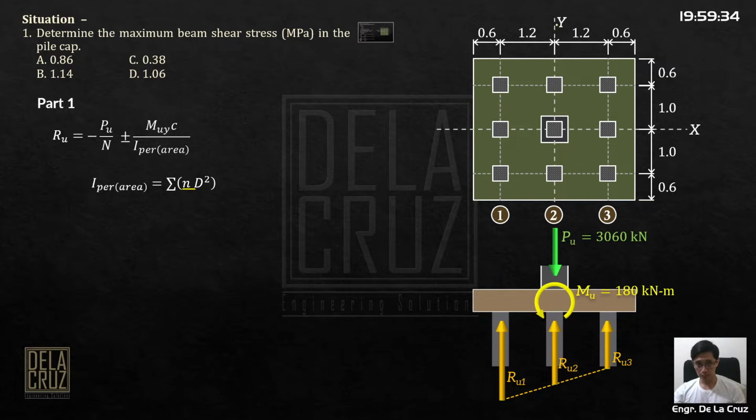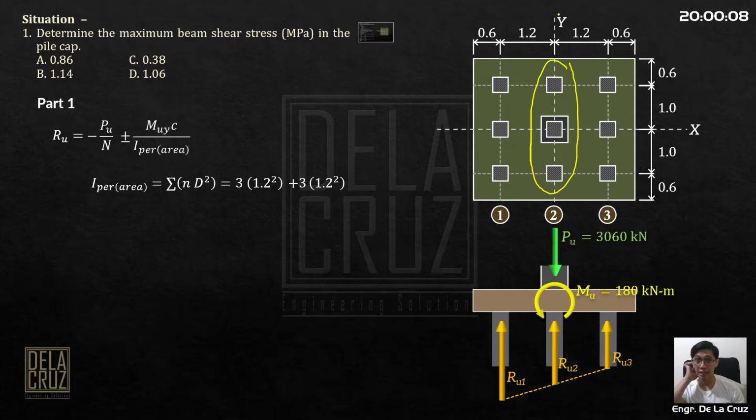So, we have, since ito yung ating neutral axis, itong tatlo, itatransfer natin dito. Okay? Tatlong piles, itatransfer natin sa neutral axis. So, the distance is 1.2 center to center. That's 3 times 1.2 squared. Ito naman, itong tatlo, itatransfer natin dito sa neutral axis. So, another 3 times 1.2 squared. And itong nasa gitna, on line 2, hindi na natin yan kailangan i-transfer kasi nasa neutral axis na siya. So this is the inertia per area.